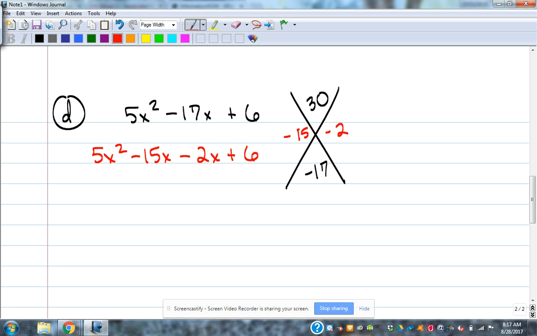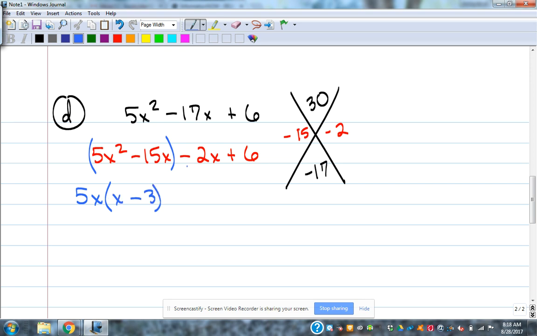So I'm replacing this 17 with these two pieces. And that creates a problem that has 4 terms. And the method for factoring when you've got 4 terms is grouping. It does not matter what order you put those two in. Just to remind you, that doesn't matter. Okay, group the first two together and get the GCF of those two. 5x. What's that leave in the parentheses?